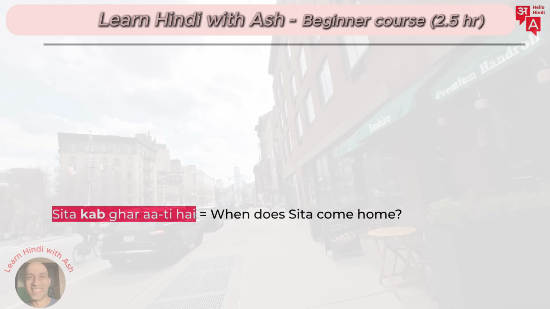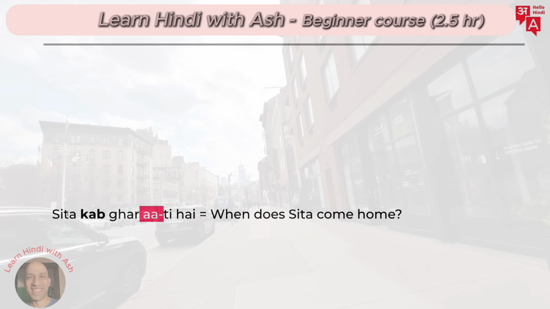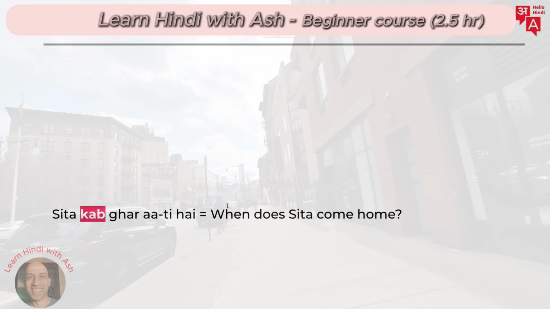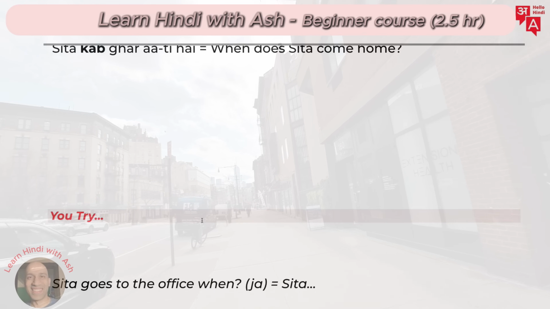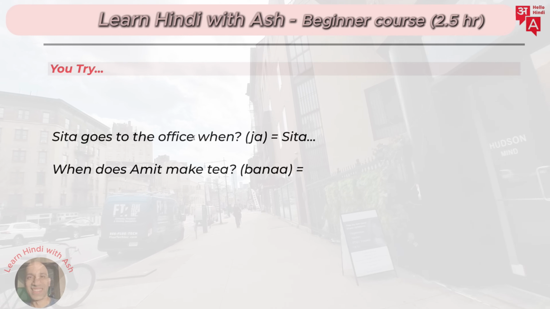Sita kab ghar aati hai? Same idea. Aa means to come, and Sita comes home when? Sita kab ghar aati hai? When does Sita come home? Right? That's the main idea. All right, you try it. Sita goes to the office when? When is kab?